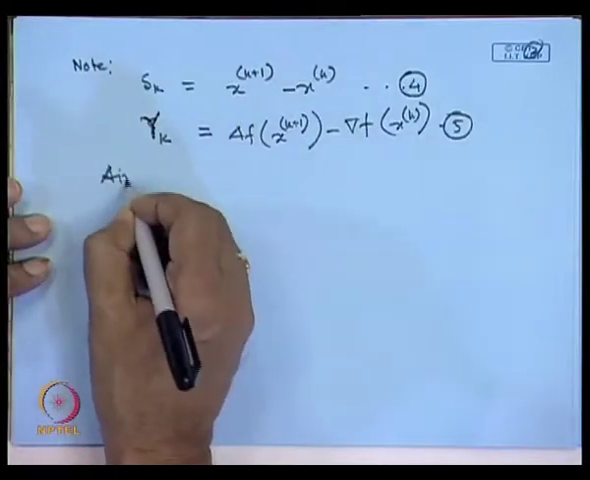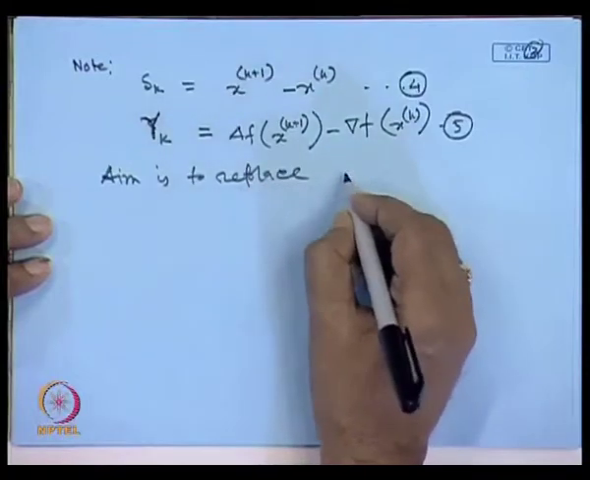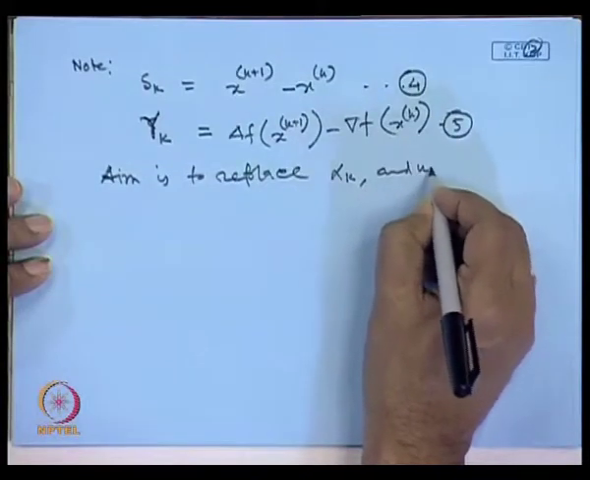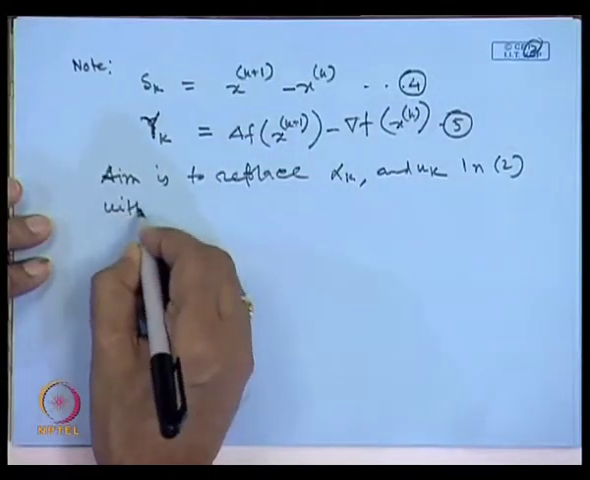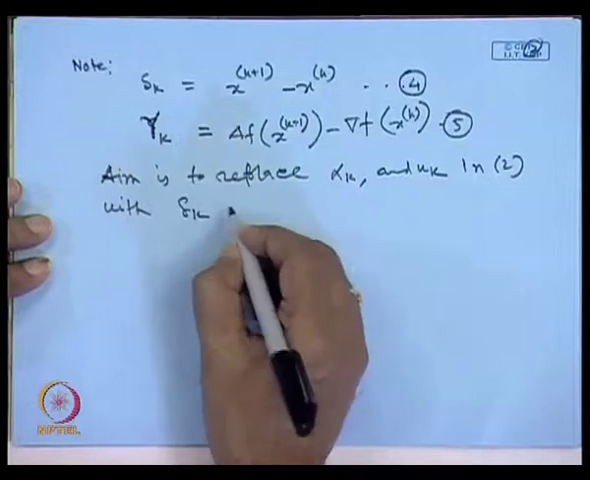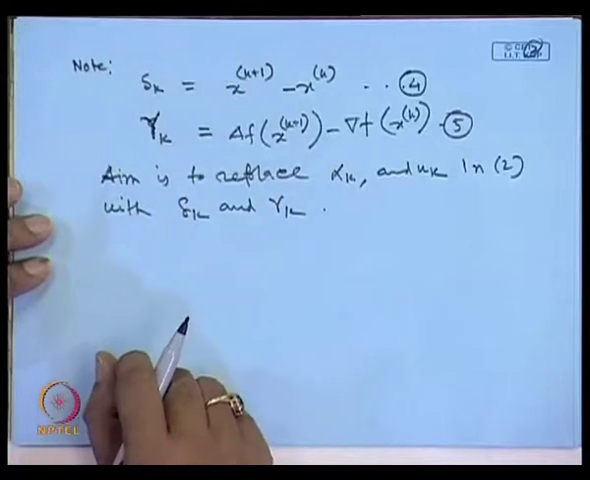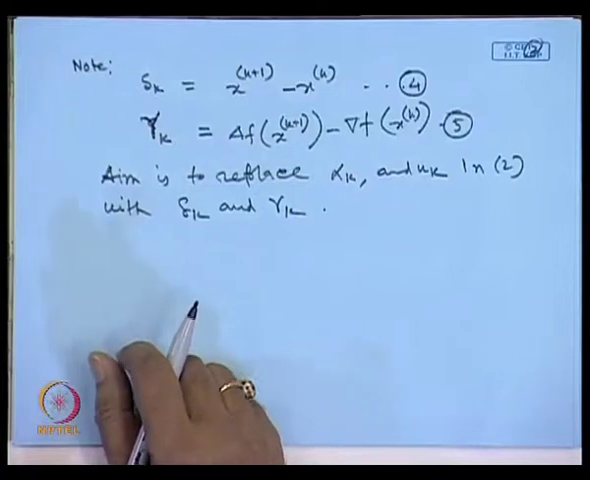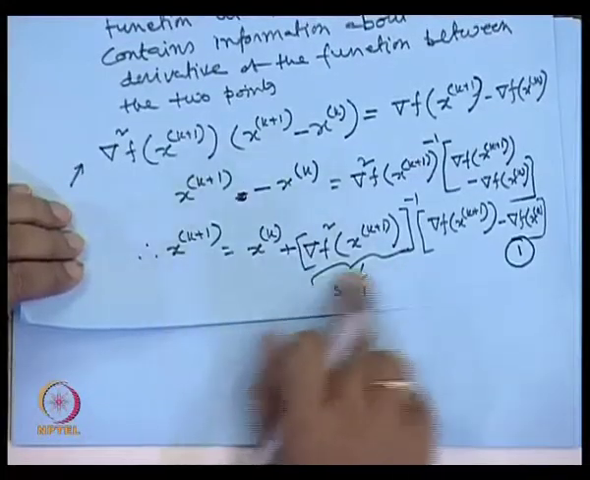The aim is to replace our alpha k and u k in equation 2 with delta k and gamma k. So, how will you do this? Now, see equation number 1. Recall equation number 1.